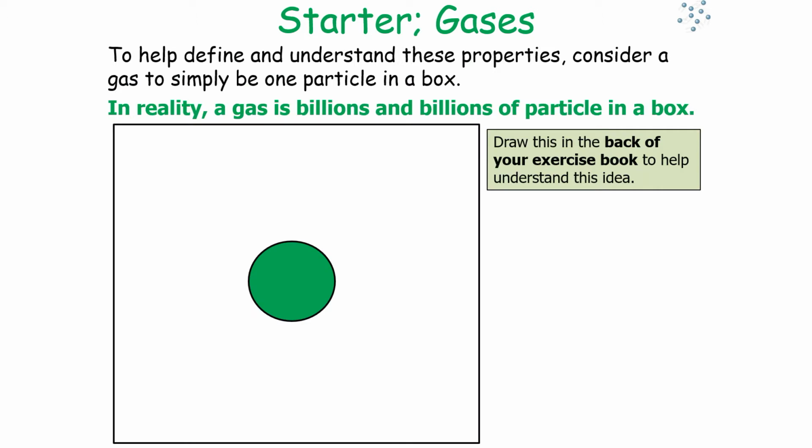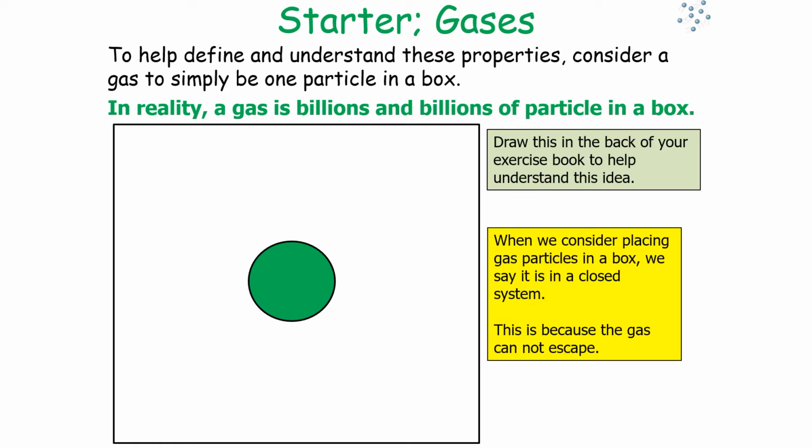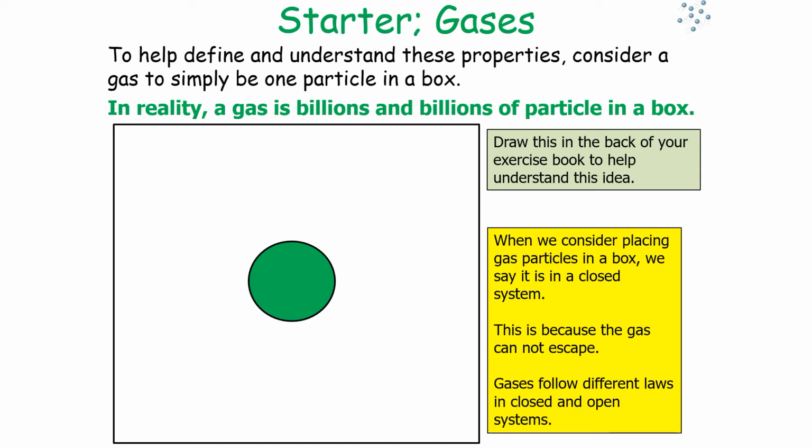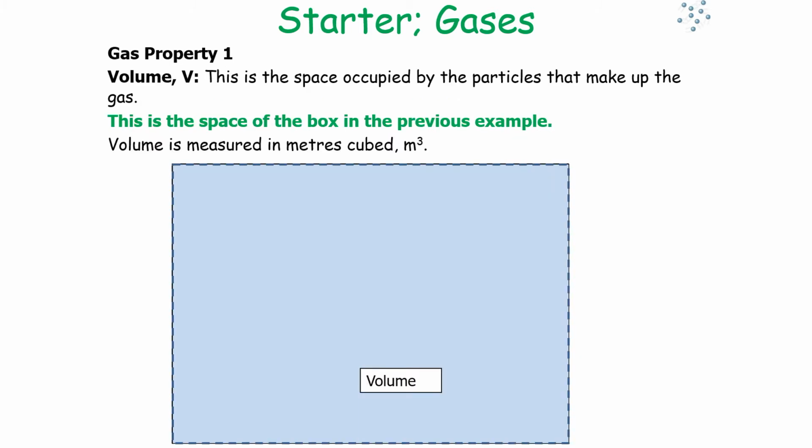Now in reality, a gas is comprised of billions and billions of particles. However, in this example, to simplify everything, we're just going to consider a gas to be one particle in a box. When we place a gas particle in a box, we say the gas is in a closed system because the gas cannot escape. Gases follow different laws in closed and open systems, and in this course we're only going to consider gases which are trapped in a space, i.e. a closed system.